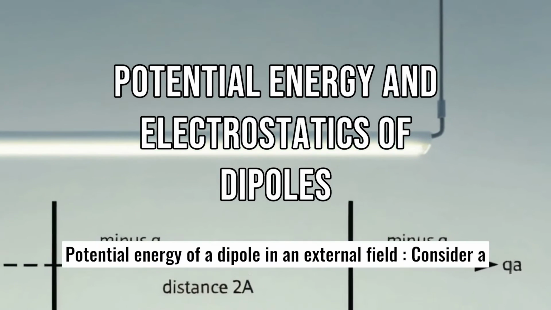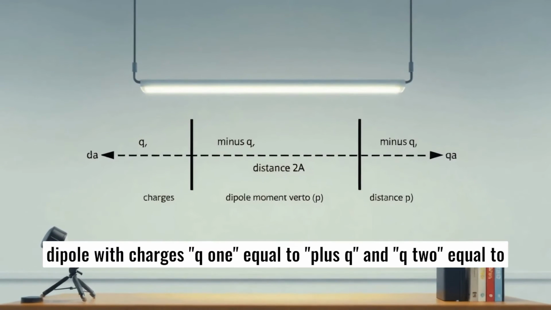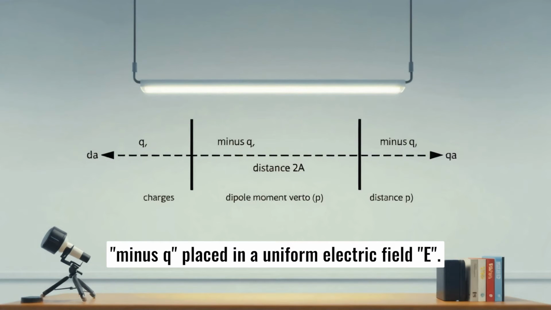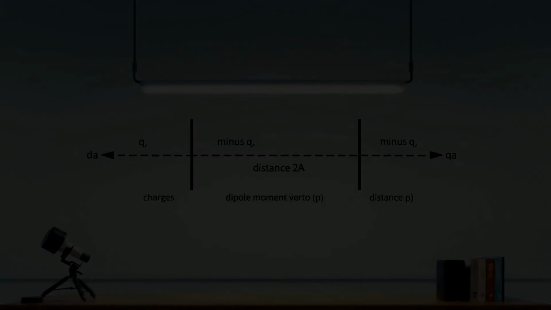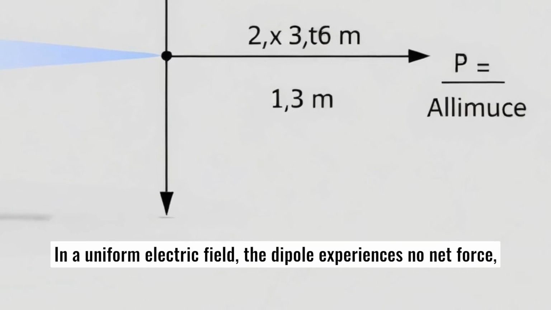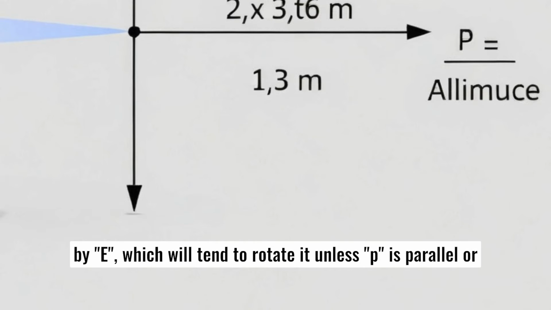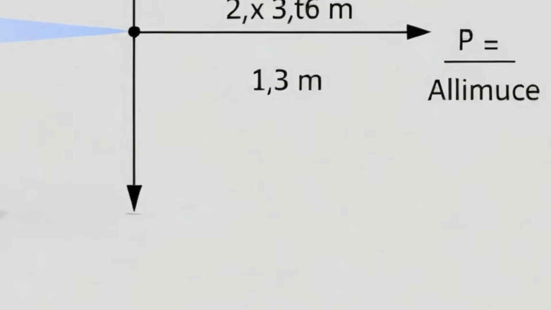Potential energy of a dipole in an external field. Consider a dipole with charges Q1 equal to plus q and Q2 equal to minus q placed in a uniform electric field E. In a uniform electric field, the dipole experiences no net force, but experiences a torque τ given by τ equals p cross E, which will tend to rotate it unless p is parallel or antiparallel to E.